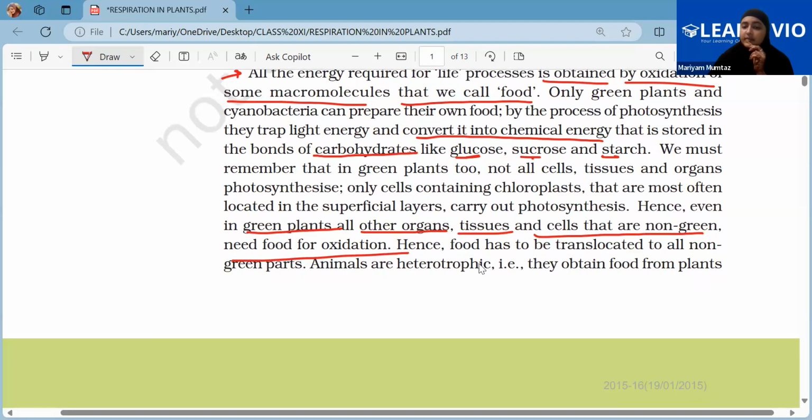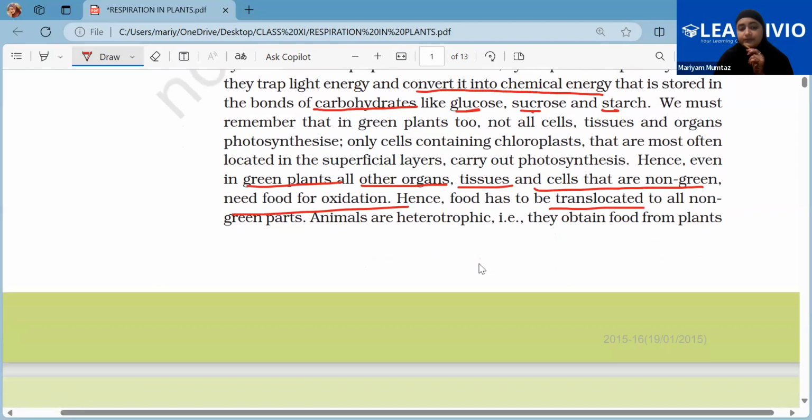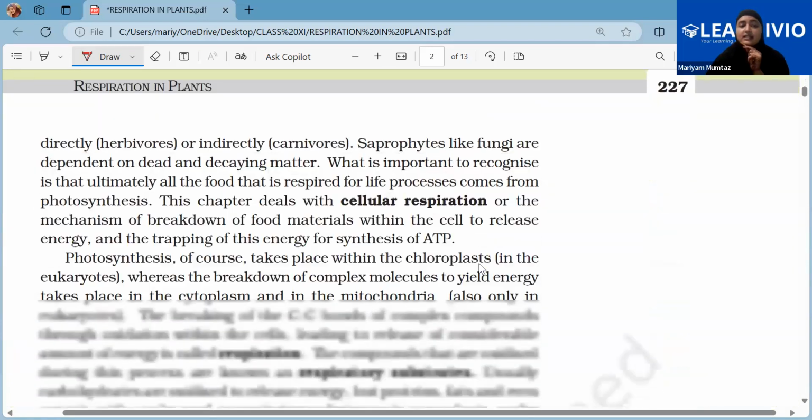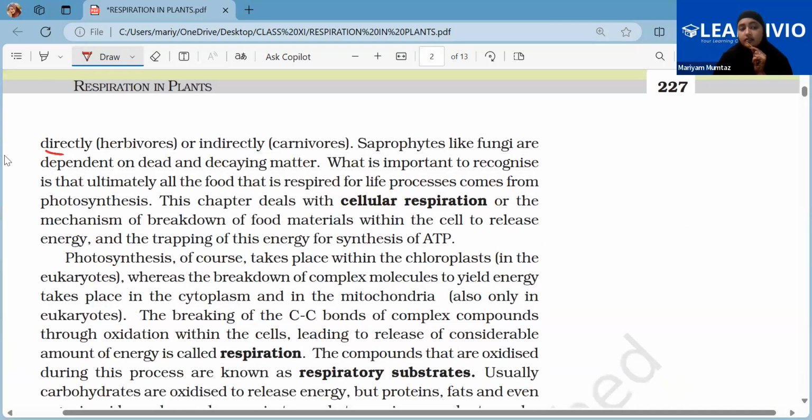So food has to be translocated. Translocation means movement of food from where it is synthesized to where it is needed. Now, animals are heterotrophic, meaning they cannot make their own food and they are dependent on the plants for their food requirements. So they obtain food from plants directly if they are herbivores, or indirectly if they are carnivores, because carnivores eat the organisms that eat the plants.